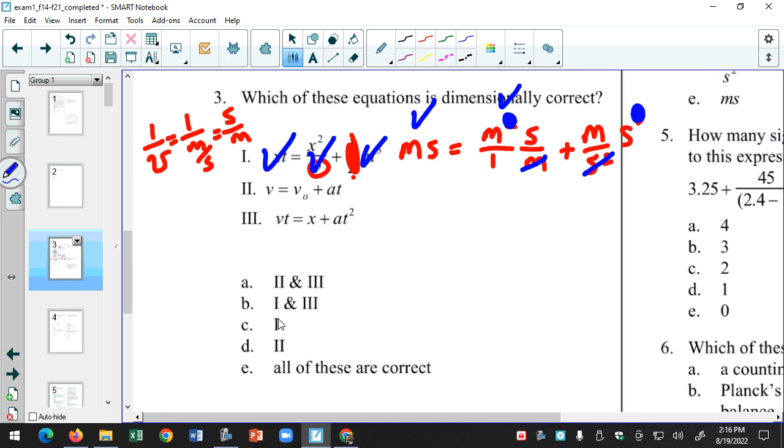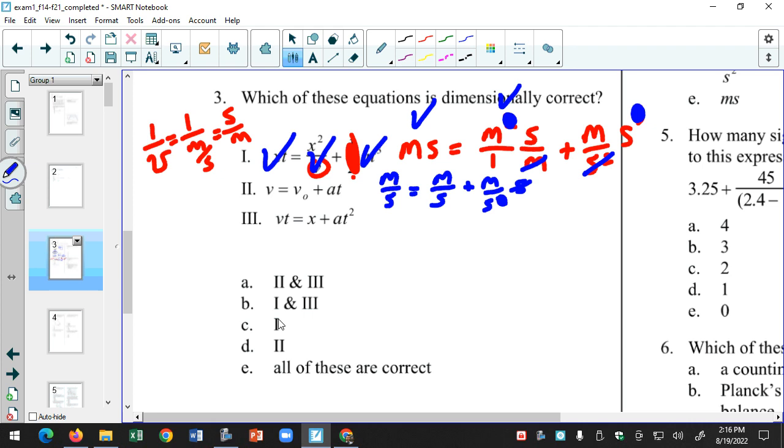Can y'all look at these other two and tell me if they're dimensionally correct? The second one is, right? Remember the naught on that v is just describing that it's an initial condition. Actually, this second equation is one that we'll use in chapter 2. So I have meters per second equals meters per second, and then meters per second squared times seconds. That cancels and leaves me just meters per second. So you're right. What about the third one?